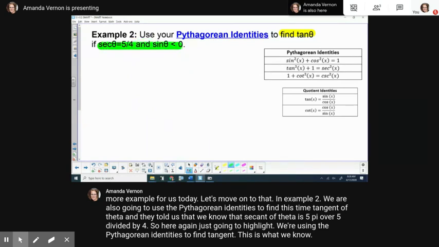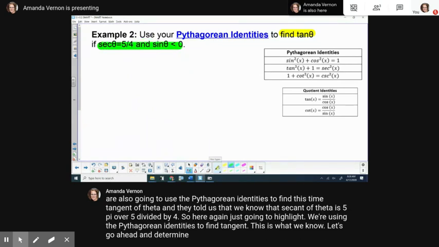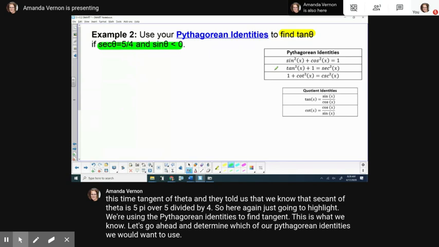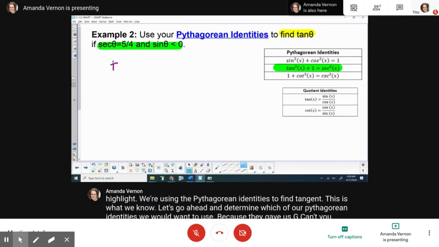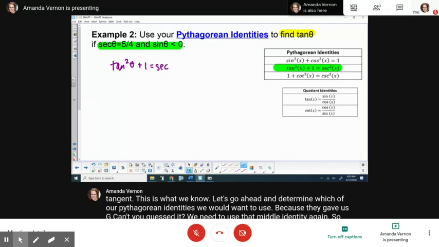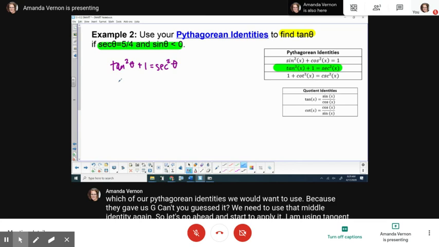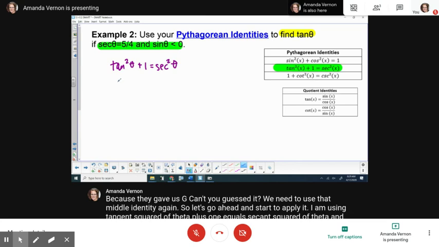Let's go ahead and determine which of our Pythagorean identities we would want to use. Because they gave us secant, you guessed it, we need to use that middle identity again. So let's go ahead and start to apply it. I am using tangent squared of theta plus 1 equals secant squared of theta. Now, sometimes students get confused with theta. Theta is just like a variable, just like x was. So don't get too confused by that.